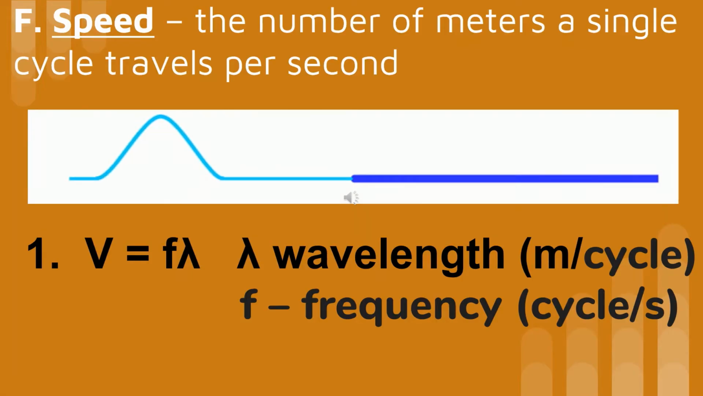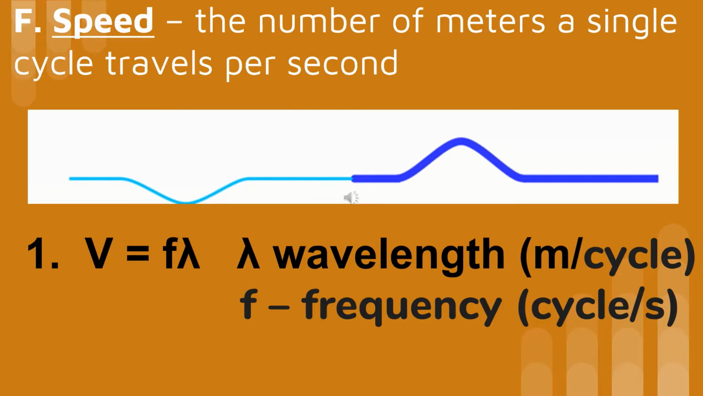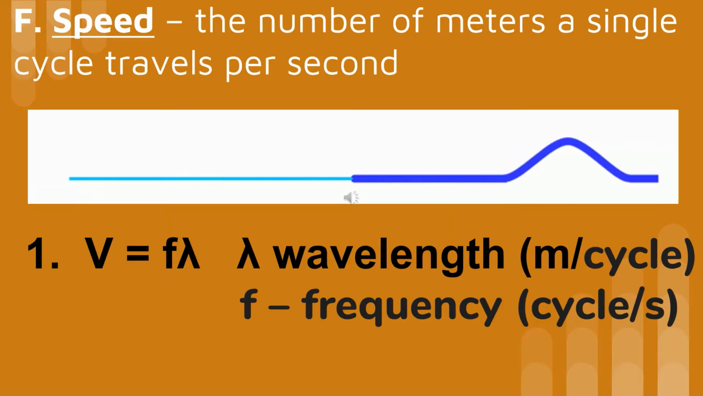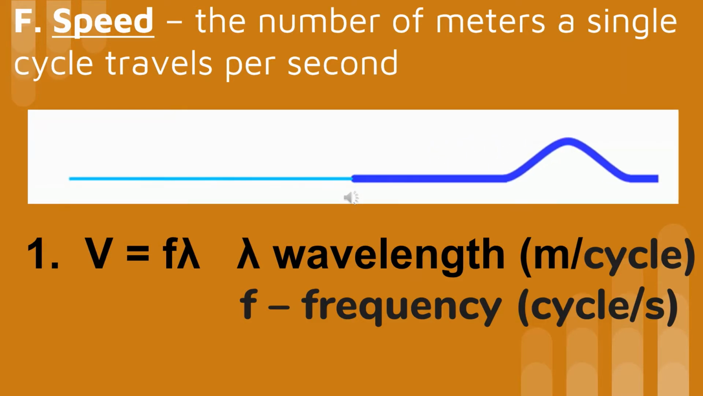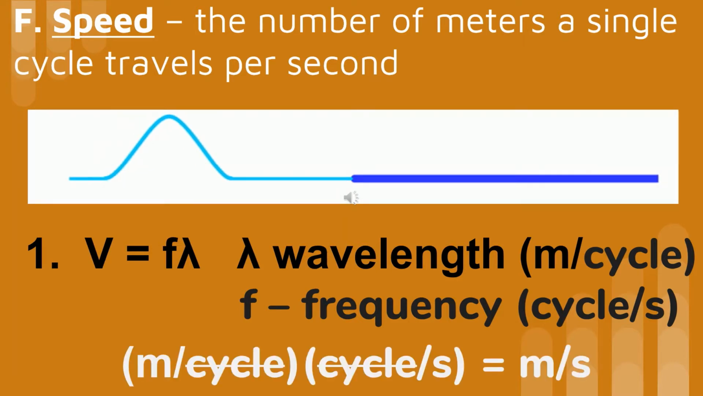The speed of a wave is the number of meters a single cycle travels per second. You can find the speed of a wave by multiplying the frequency of the wave by its wavelength. This makes sense when you review what each of these wave characteristics mean. Wavelength is the number of meters per cycle, and frequency is the number of cycles per second. When you multiply meters per cycle times cycles per second, you get meters per second.